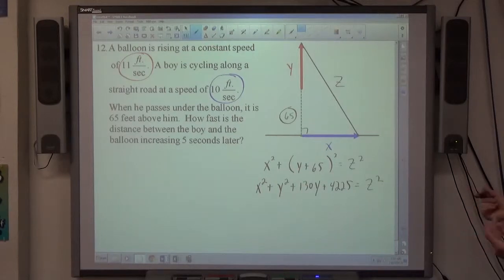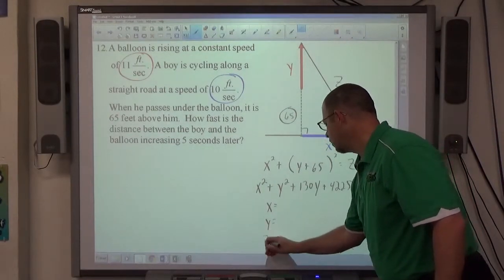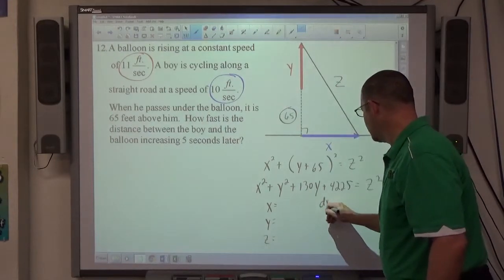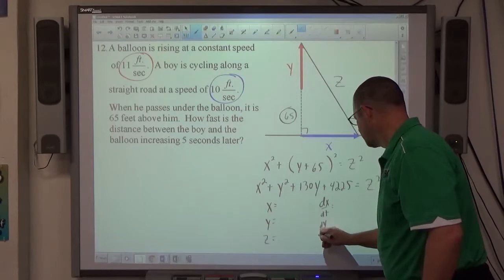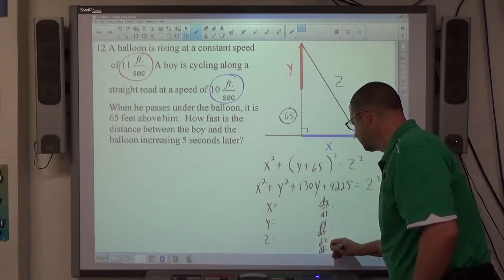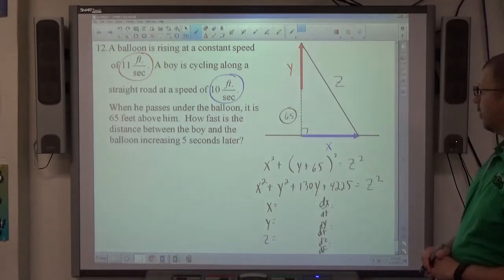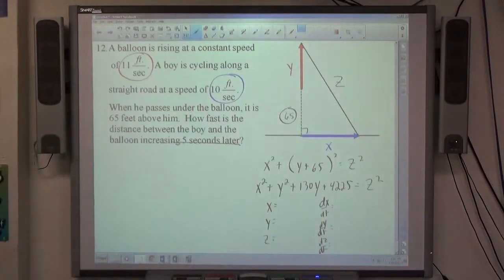All right, that's my relating equation. x equals something, y equals something, z equals something, and dx over dt equals something, dy over dt equals something, and dz over dt equals something. So, x. Now, it does say 5 seconds later. All right, that's what they're telling us there.